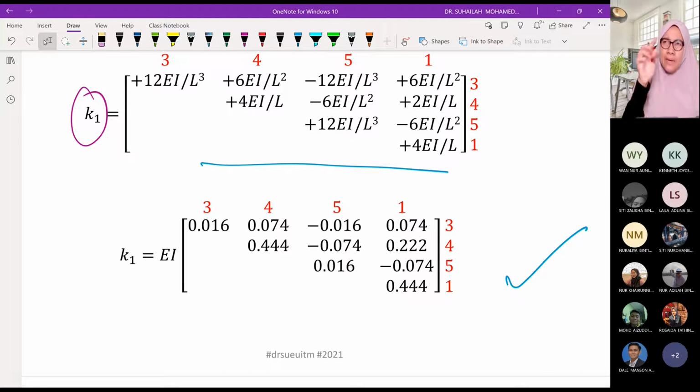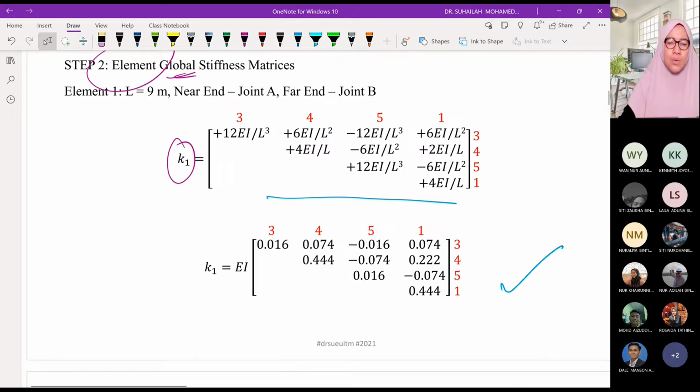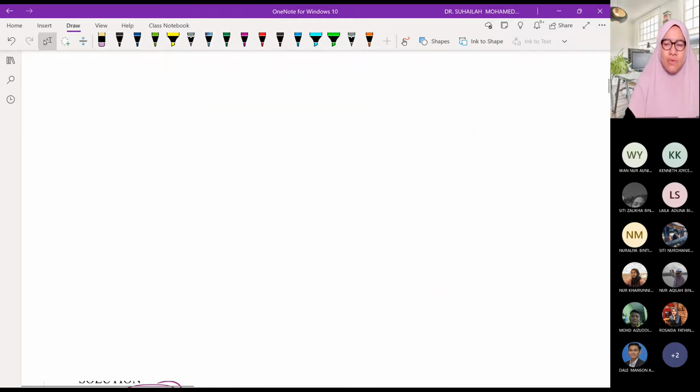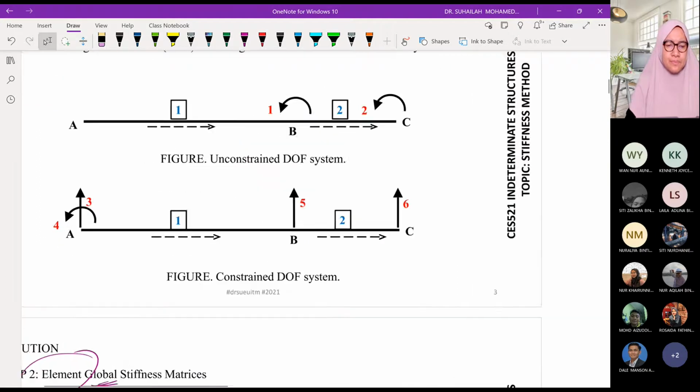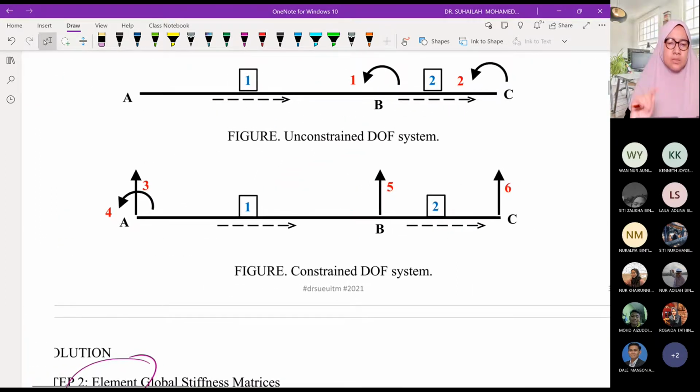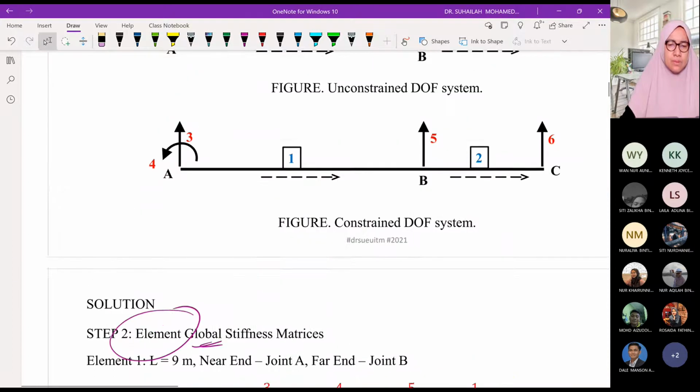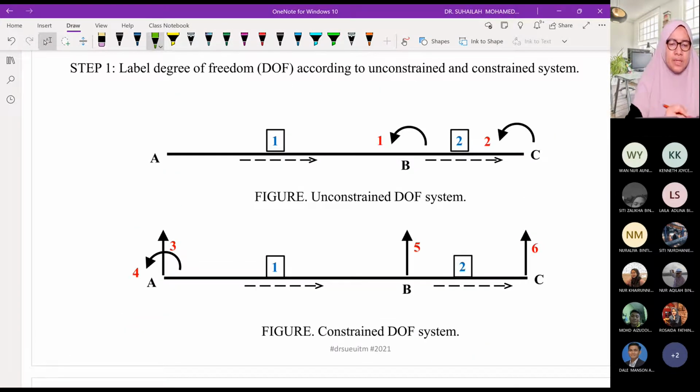Near X, near Y, near Z, far X, far Y, far Z. So if we refer back to the diagram, this will always be the near end. This is the far end for element number 1. So we have to label K1 as 3451.